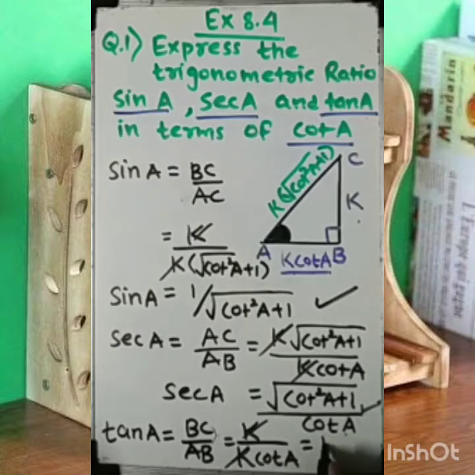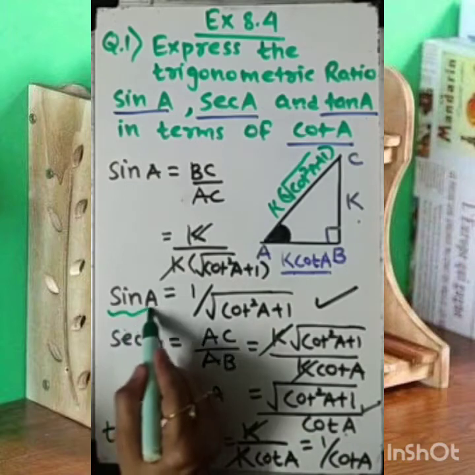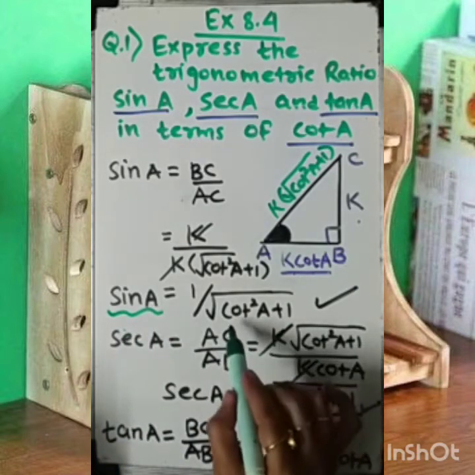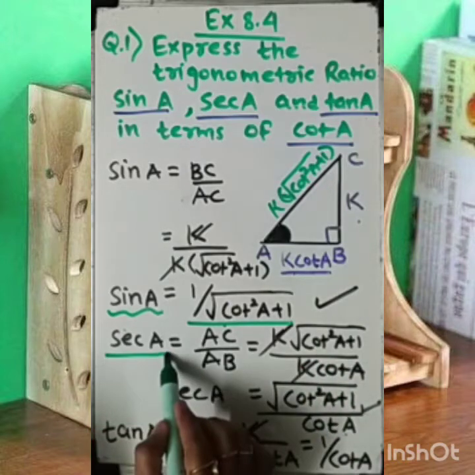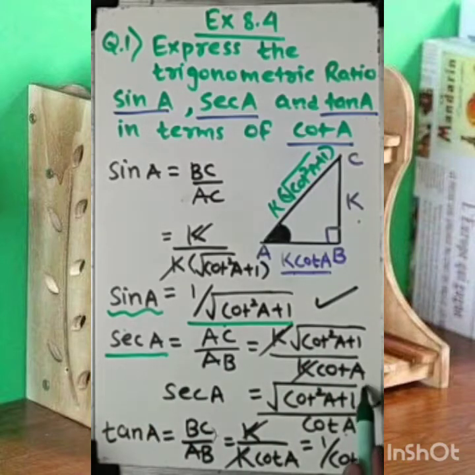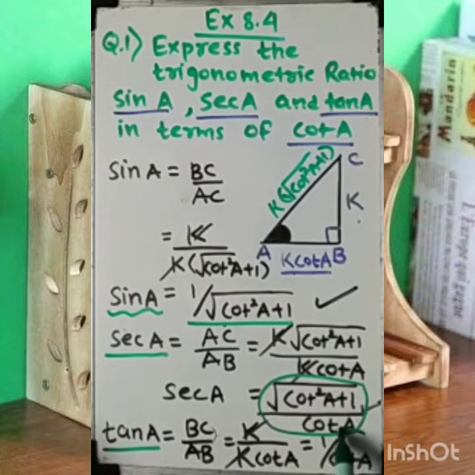So it will be 1 upon cot A. This is the value of tan A. You can see, dear student, according to the question, sin A in the form of cot A is written this way. Sec A, it's a value we got here. You can see this is in the cot form. And of course, the last one, tan A, that is in the cot form 1 upon cot A. So this is the complete solution of question number 1.